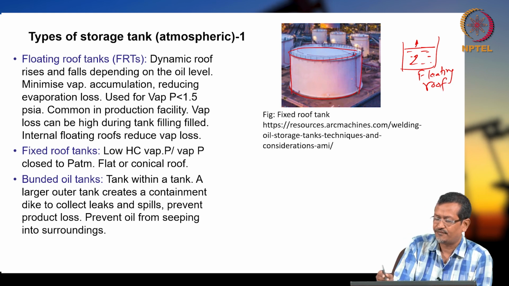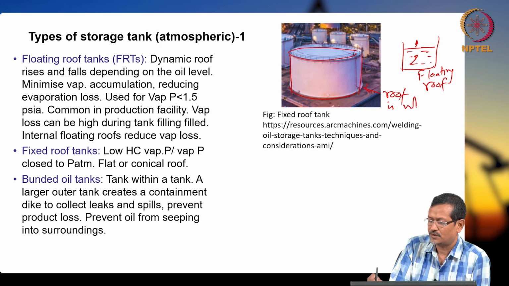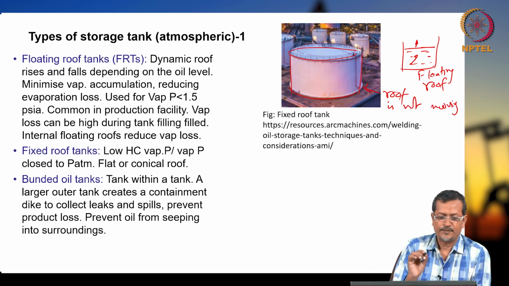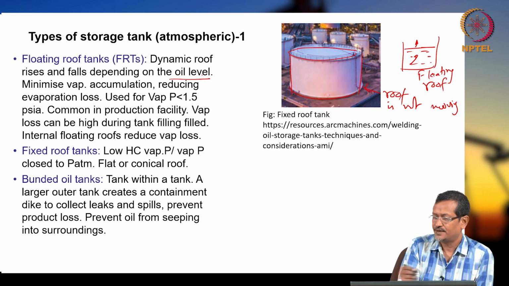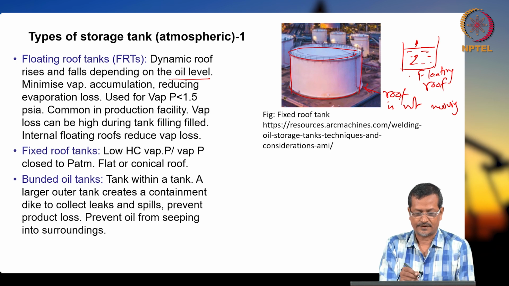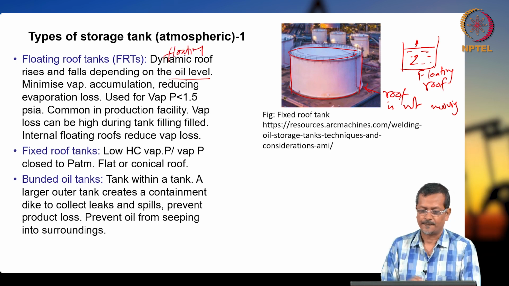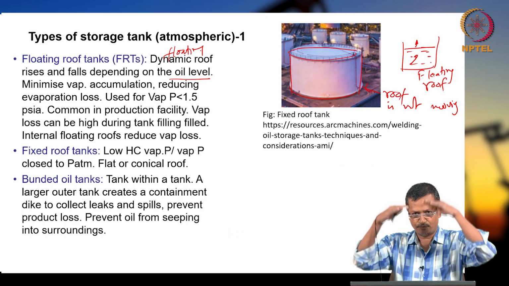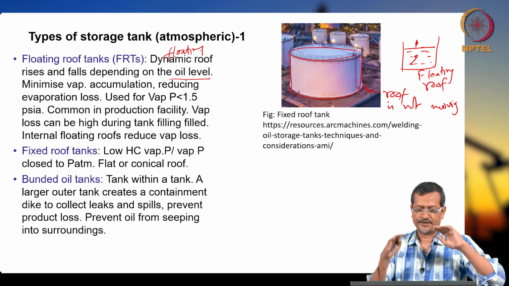And in fixed roof, roof is not moving. So, dynamic roof rises and falls depending on the oil level. So, this floating roof or dynamic, here the term is used, I will write floating also. So, floating roof is moving up and down. So, roof will be designed in such a way that it will move up and down. The purpose I will explain later.